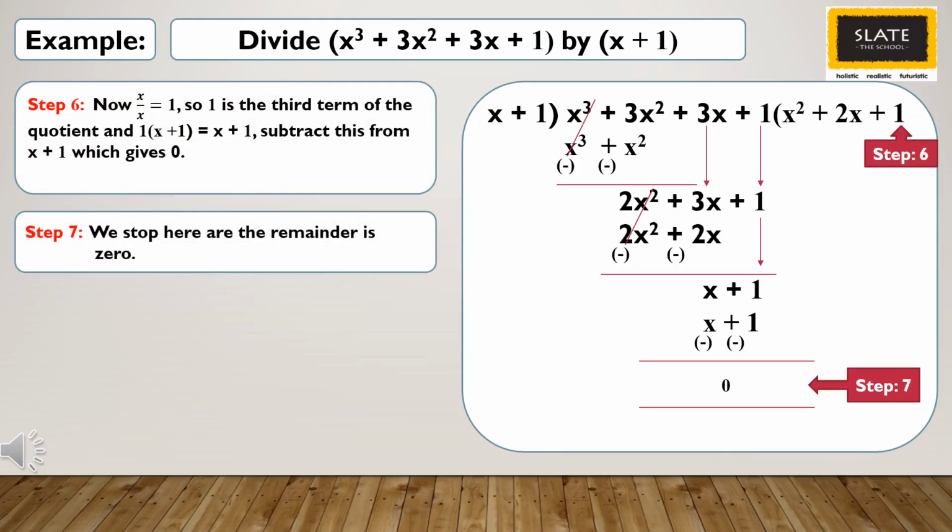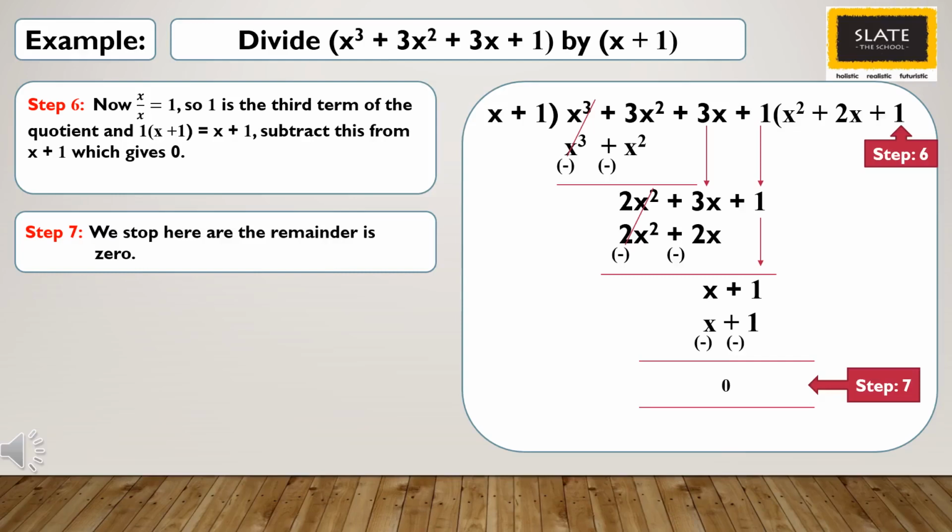Now the first term of the dividend x plus 1 is x, and the first term of divisor x plus 1 is x. Divide x with x, we get 1. Now this 1 will become third term in the quotient. Now multiply the divisor x plus 1 with plus 1, we get 1 into x plus 1 is equal to x plus 1. Now subtract this result x plus 1 from the polynomial x plus 1.